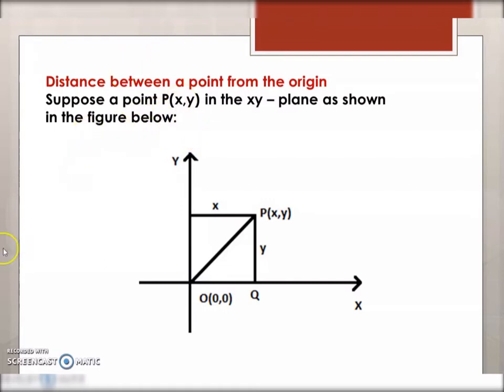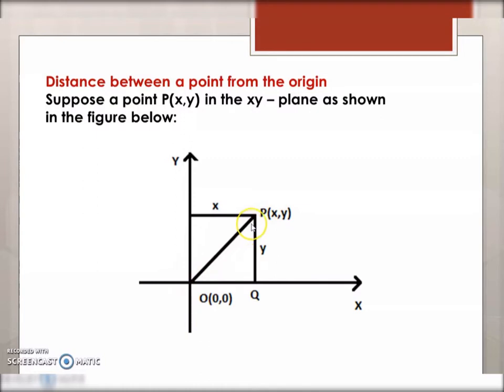Now first let's find the distance of a point from the origin, that is point 0, 0. The point where the x and y axes meet is the origin, and P is any point whose coordinates are x and y. That means the distance between the y axis and the point P is x. Then the distance between P and the x axis is y. And you have to find this distance OP.